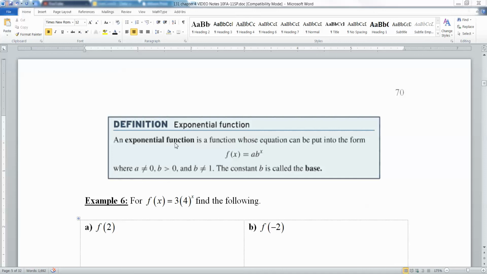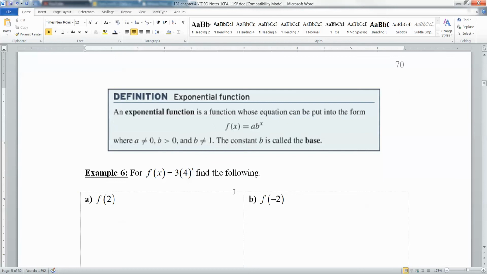This will only be for positive numbers for b. And b cannot be 1 because 1 to any power is still 1, so that won't work. Okay, so this is a really big deal. I can't stress this enough.